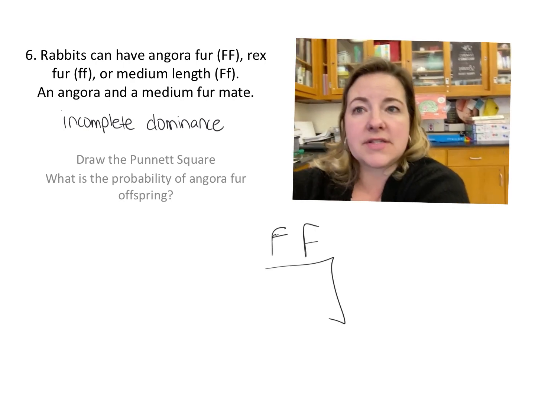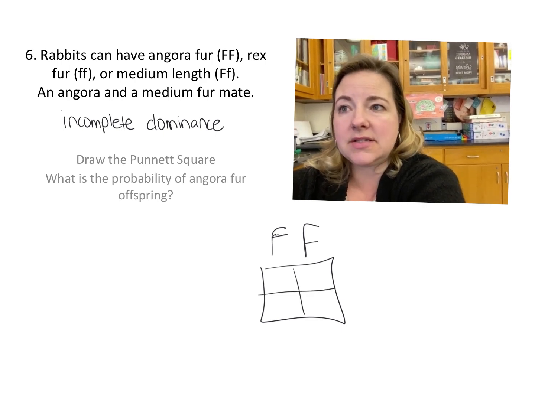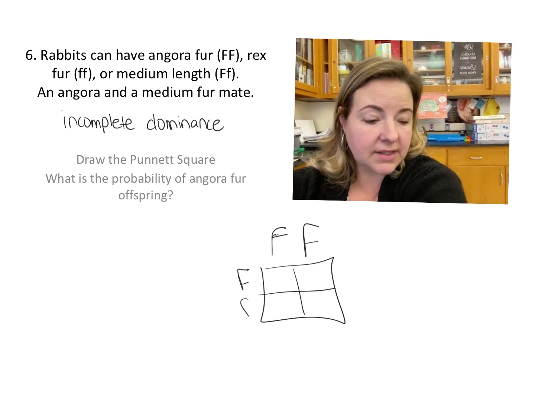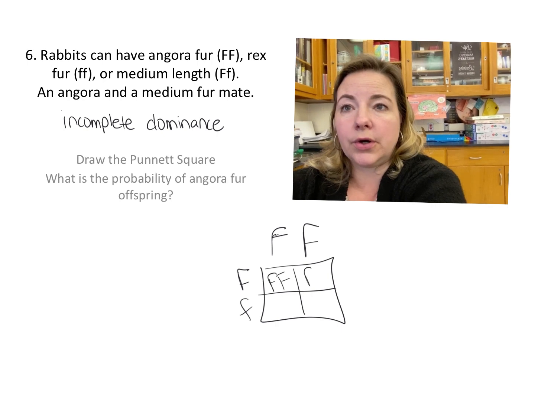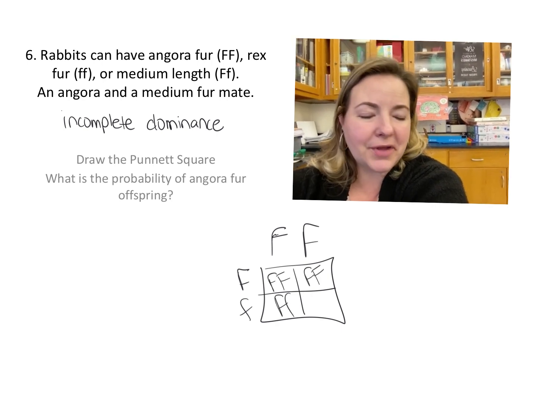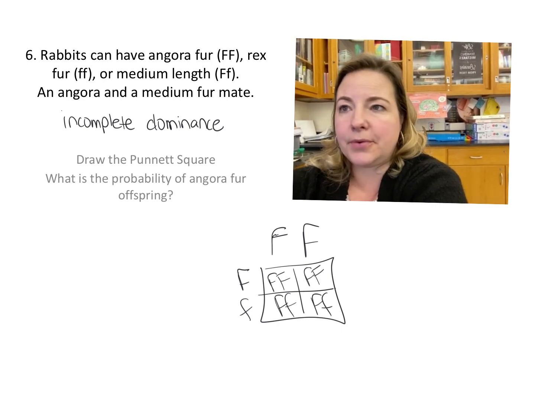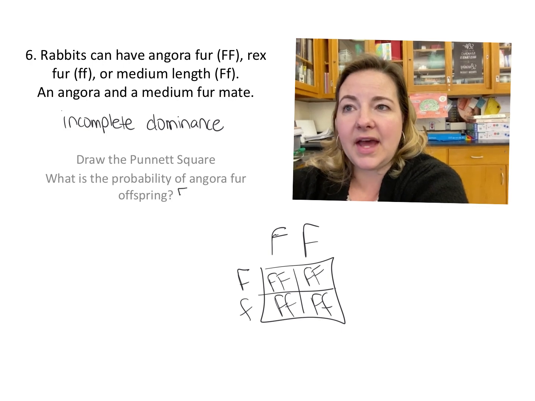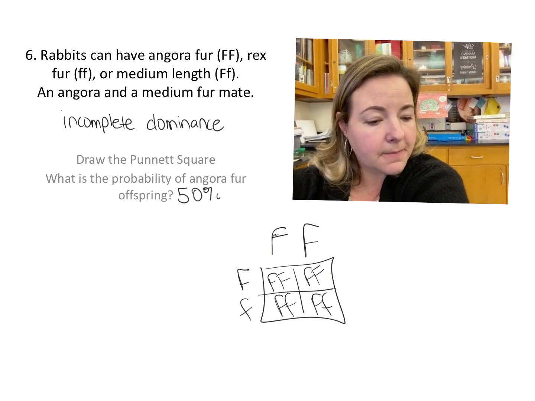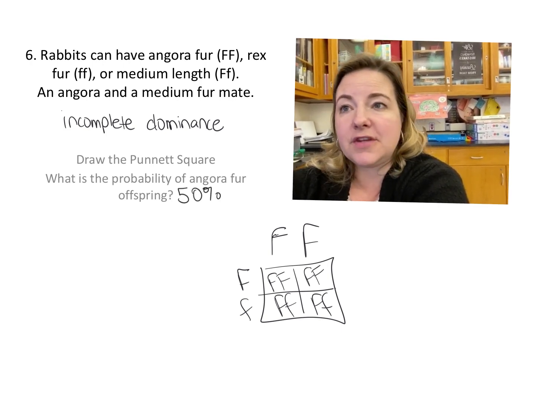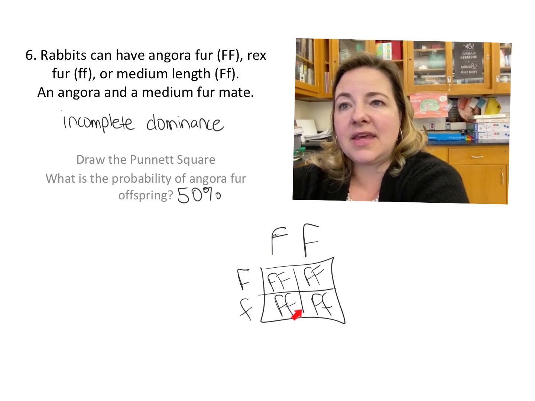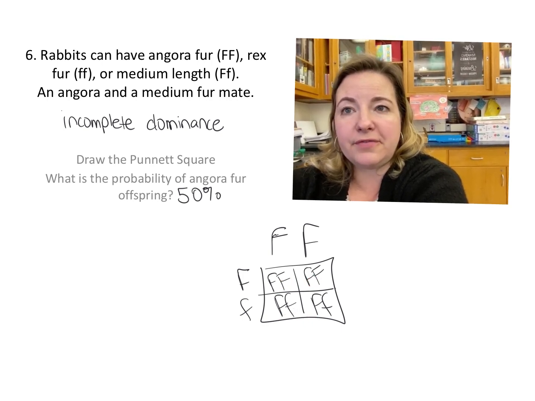So we're going to be crossing a homozygous dominant with a heterozygous. And when we do that Punnett square, we are going to see a 50% probability of having the heterozygous Rex fur. And we will see a 50% chance of having the Angora fur. So it would be 50% of having the Angora.